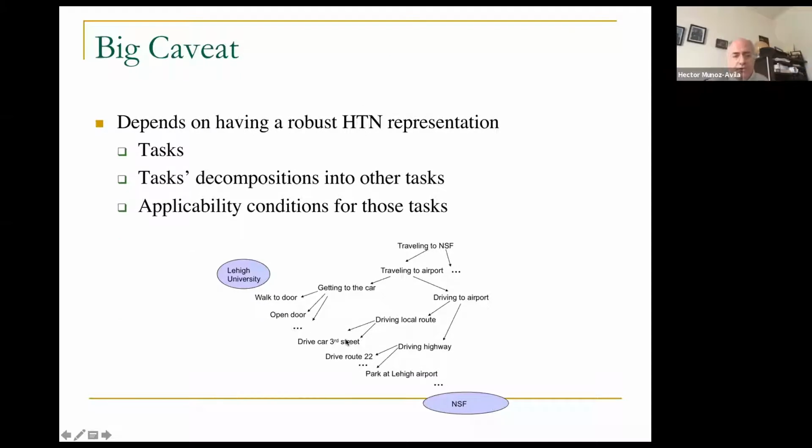Now, I don't want you to walk away from this presentation saying HTN Planning will solve every problem, and that's simply not true. The big caveat for the successes that I mentioned in this motivation is that you have a very robust HTN representation. You have high quality methods that will allow you to perform this decomposition. And that will influence the problem substantially.